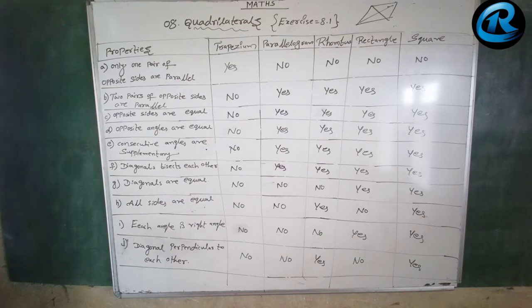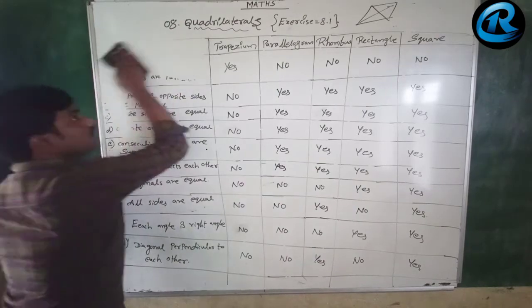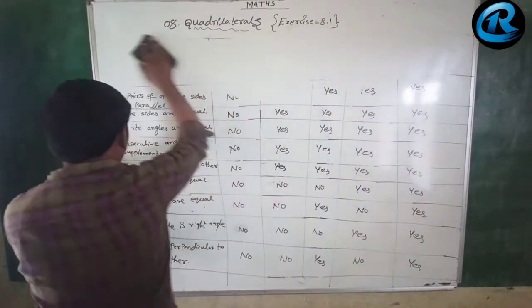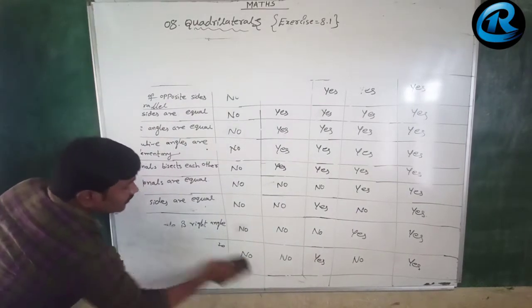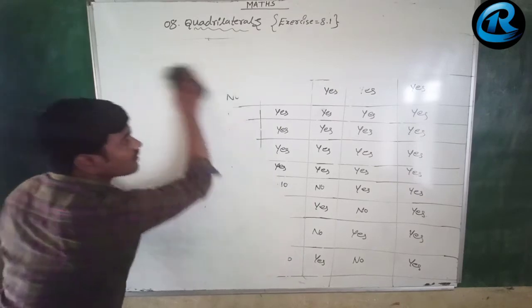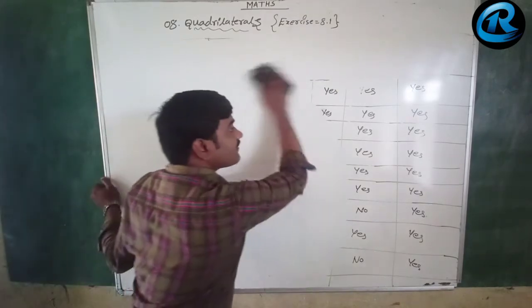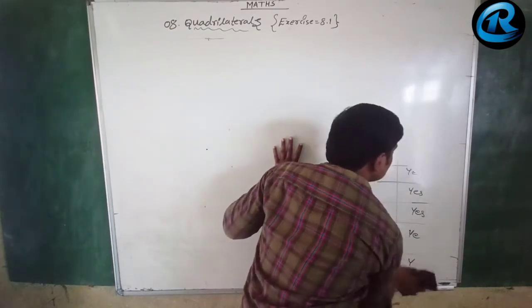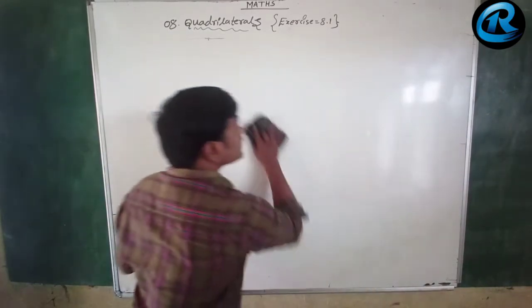Once you see here the properties I have written, which ones they hold completely. Once again you observe all this. Now I hope you understood this clearly. We go for the remaining problems of this exercise number 8.1. So go through all the properties. If you know these properties, that's enough. Already we have given an introduction about these quadrilaterals, so watch that so that you can understand this clearly.